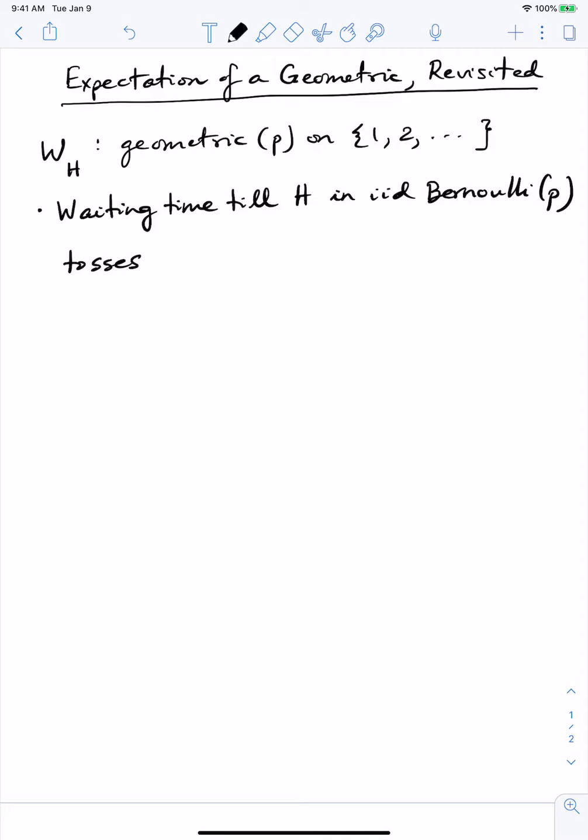Let's go back to the number of tosses we need to get a head when we're tossing a coin that lands heads with chance P. I've called that random variable WH for waiting till you get a head. Now you know that it has the geometric distribution on 1, 2, 3, 4, and you also know its expectation.